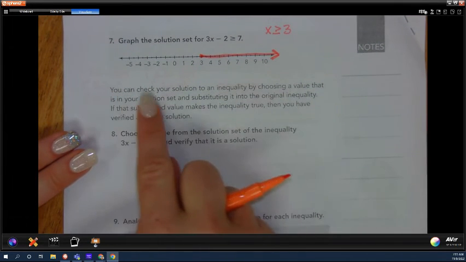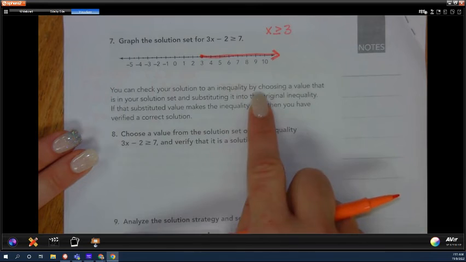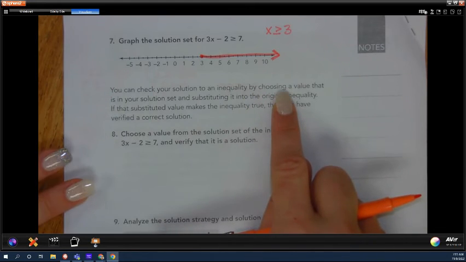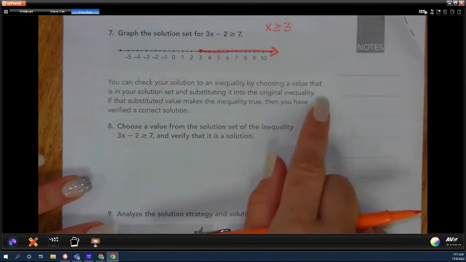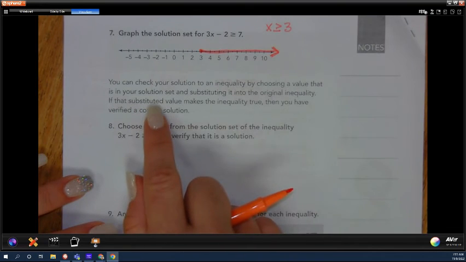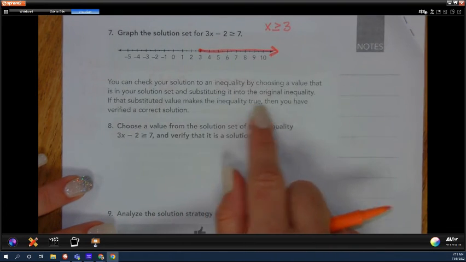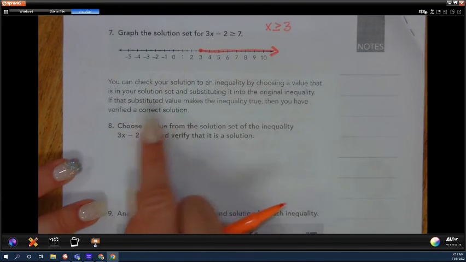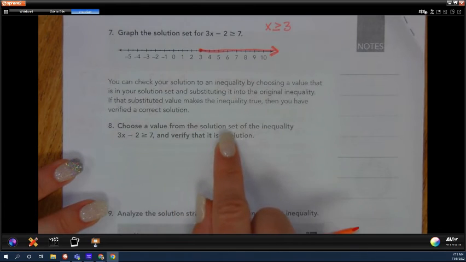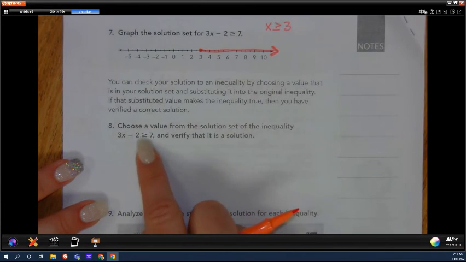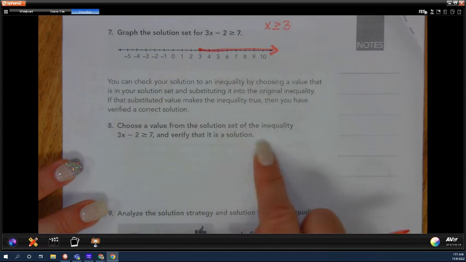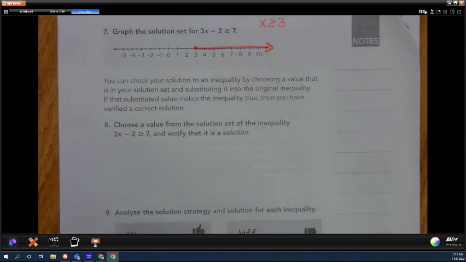All right. So you can check your solution to an inequality by choosing a value that is in the solution set and substituting it into the original inequality. If that substituted value makes the inequality true, then you have verified a solution. So choose a value from the solution set of the inequality 3x minus 2 is greater than or equal to 7 and verify that it is a solution. Okay?